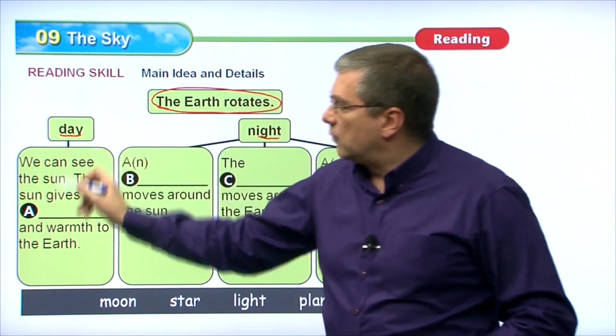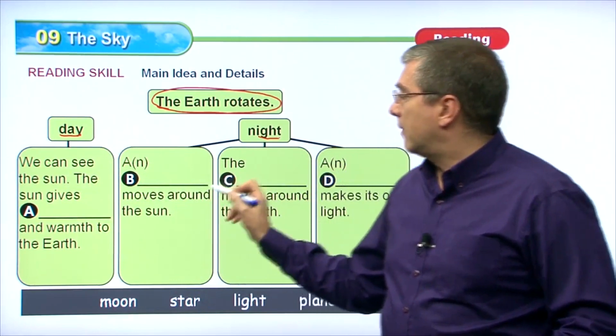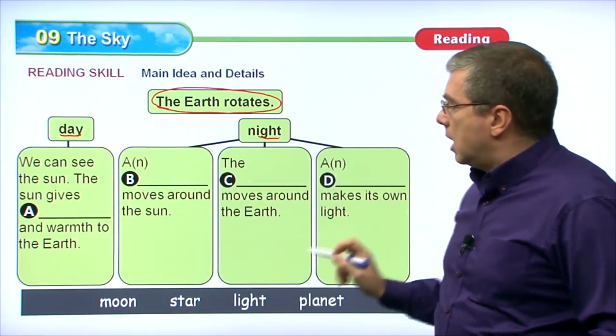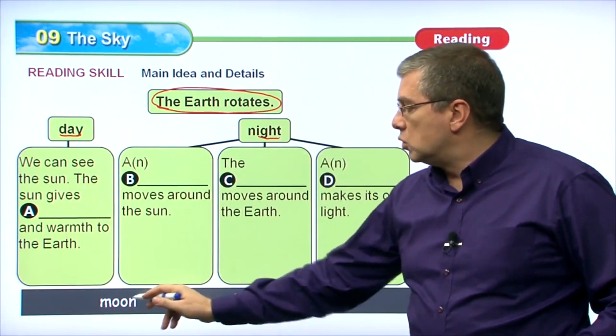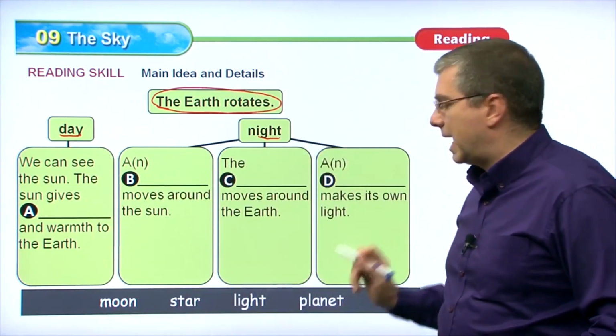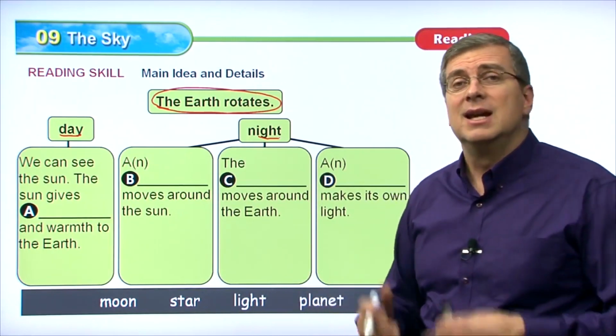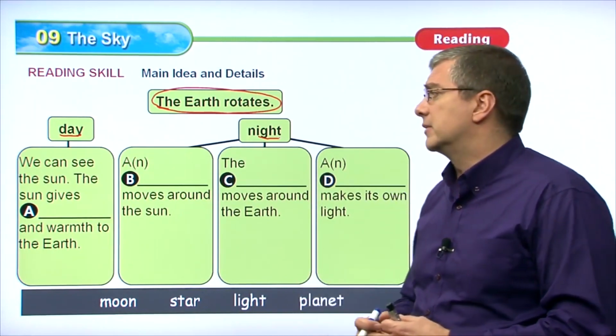The details: we only have one detail for day. We have 3 details for night. We need to fill in the blanks here. We have 4 blanks, 4 words: moon, star, light, planet. So let's see. We've learned a lot of interesting ideas in this lesson. Let's see if we can remember those ideas.